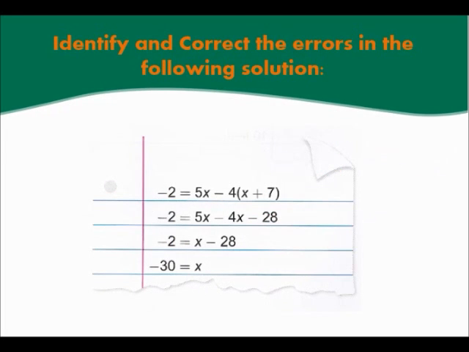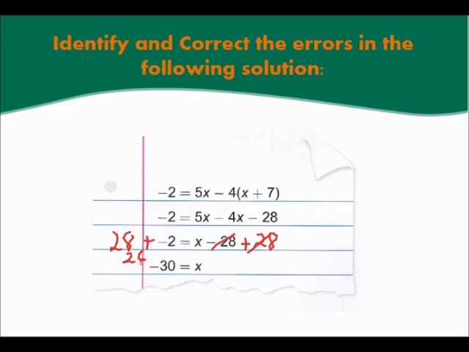Okay, so we know that there's at least one error in each one of these. So what I'm going to do, I'm going to look at my last step here. What would my last inverse operation be? It would be to add 28 to both sides. So I would have minus 28 plus 28. I'd be left with x over here. 28 plus negative 2, that would be 26.